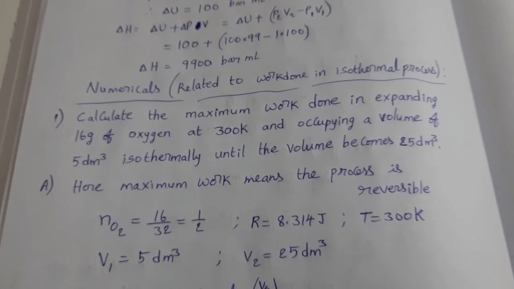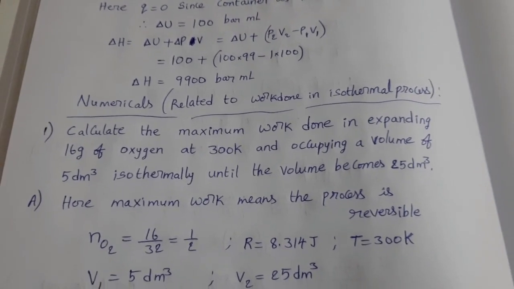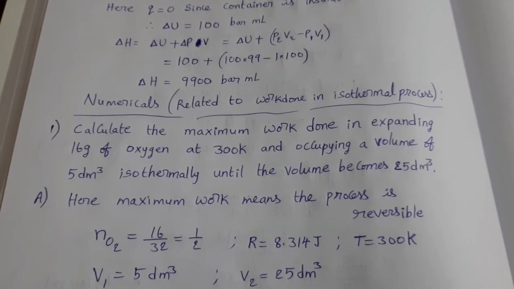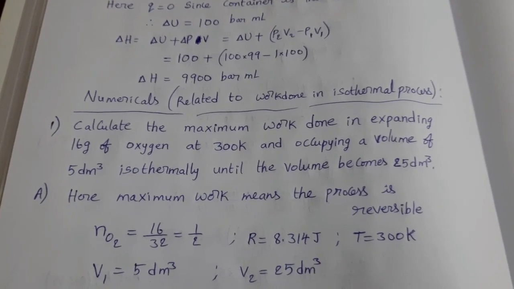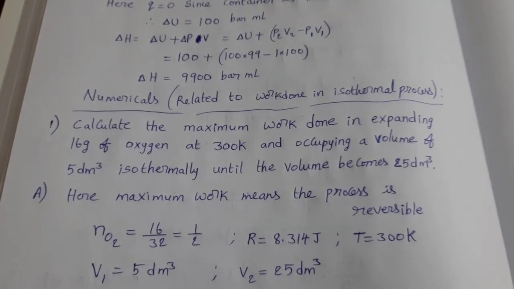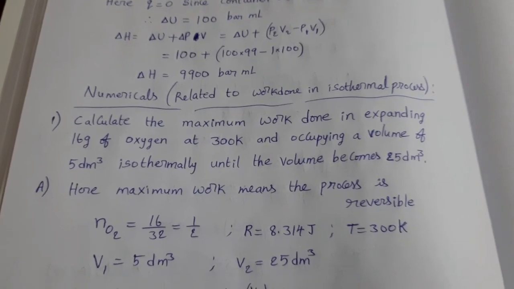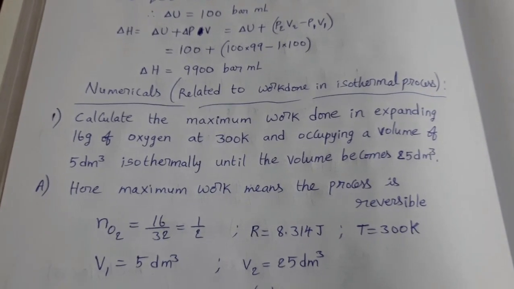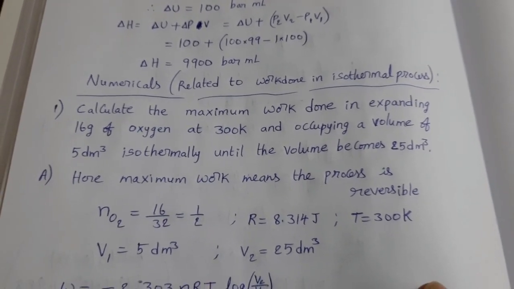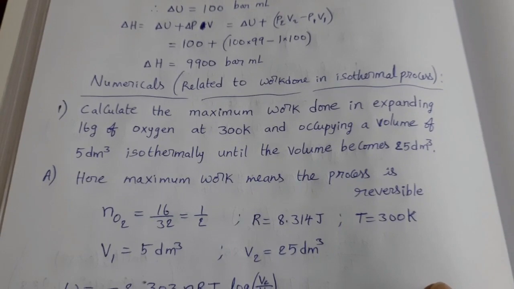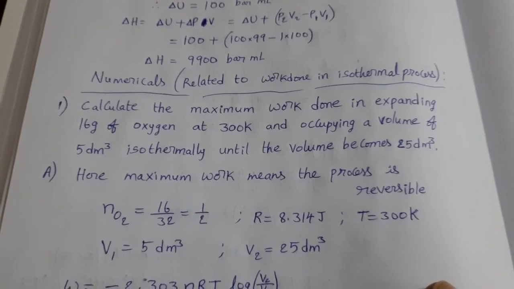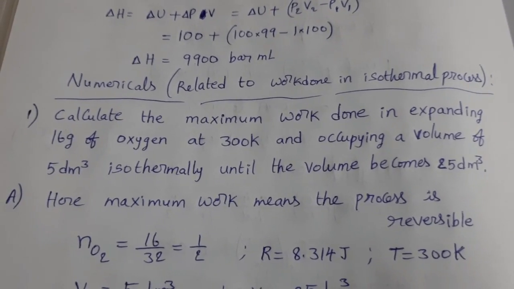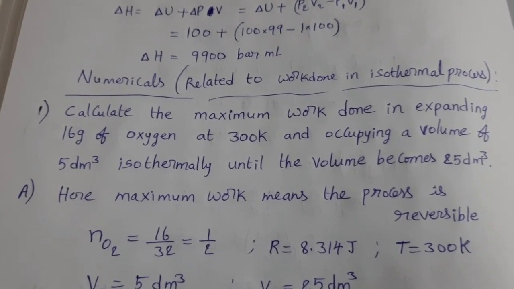See the next numerical. Numericals related to work done in isothermal process. Calculate the maximum work done in expanding 16 grams of oxygen at 300 Kelvin and occupying a volume of 5 decimeter cube isothermally until the volume becomes 25 decimeter cube. So here volume change is given at a particular temperature and mass of the gas is given. We have to calculate maximum work. So say this. Here maximum work means the process is reversible.